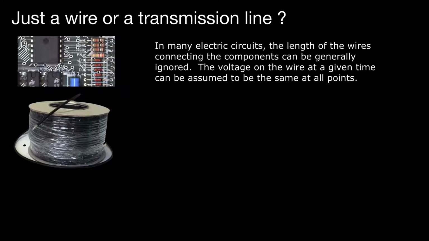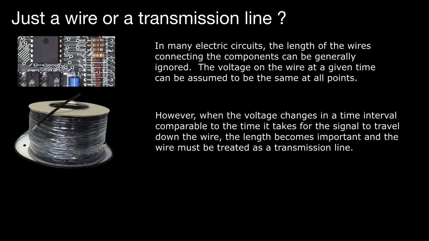But if we look at long lengths of transmission line, for example, a reel of coax, we can say that when the voltage changes in a time interval comparable to the time it takes for the signal to travel down the wire, the length becomes important and the wire must be treated as a transmission line. Now this is when transmission line theory really comes into its own, and we can no longer assume that if we measure the voltage at one point on the line at an instant in time, that further up the line the voltage will be the same.